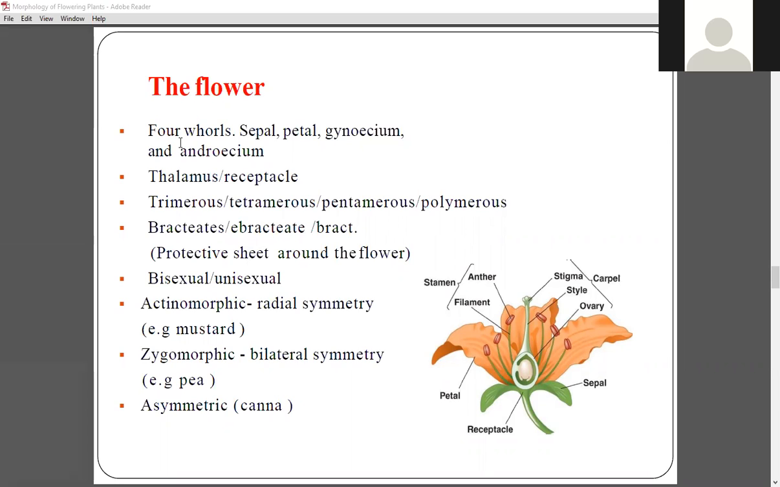So when we are talking about the flower, it contains four main parts. There are four whorls present. First is sepal, second is petal, third is gynoecium, and fourth is androecium. So we can say that these are the four different main parts of the flower. Here you can see in the figure the green colored portion, right? That is said to be the sepal. You can see the figure, the labelings are already there in the figures, right?